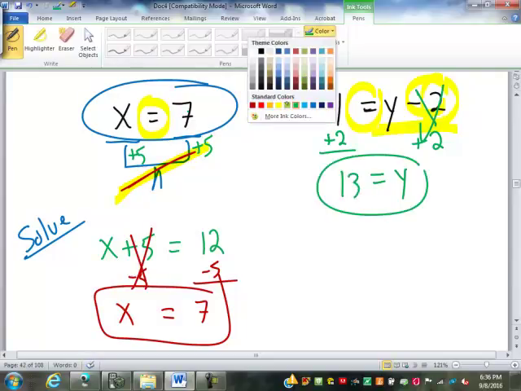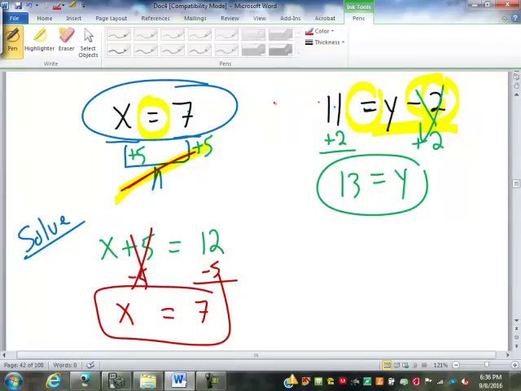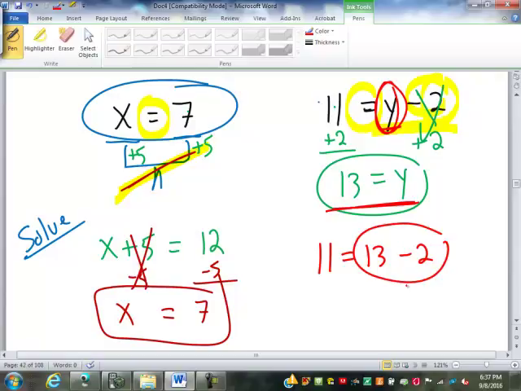11 plus 2 is 13. y equals 13. Now, if we get to this point and we're not sure if we did things correctly, we can always double check. The way we double check is we go back to the original equation and replace the variable with the value that we solved for. So instead of 11 equals y minus 2, it's going to be 11 equals 13 minus 2. 13 minus 2 is 11. So we do get the same exact value on both sides.